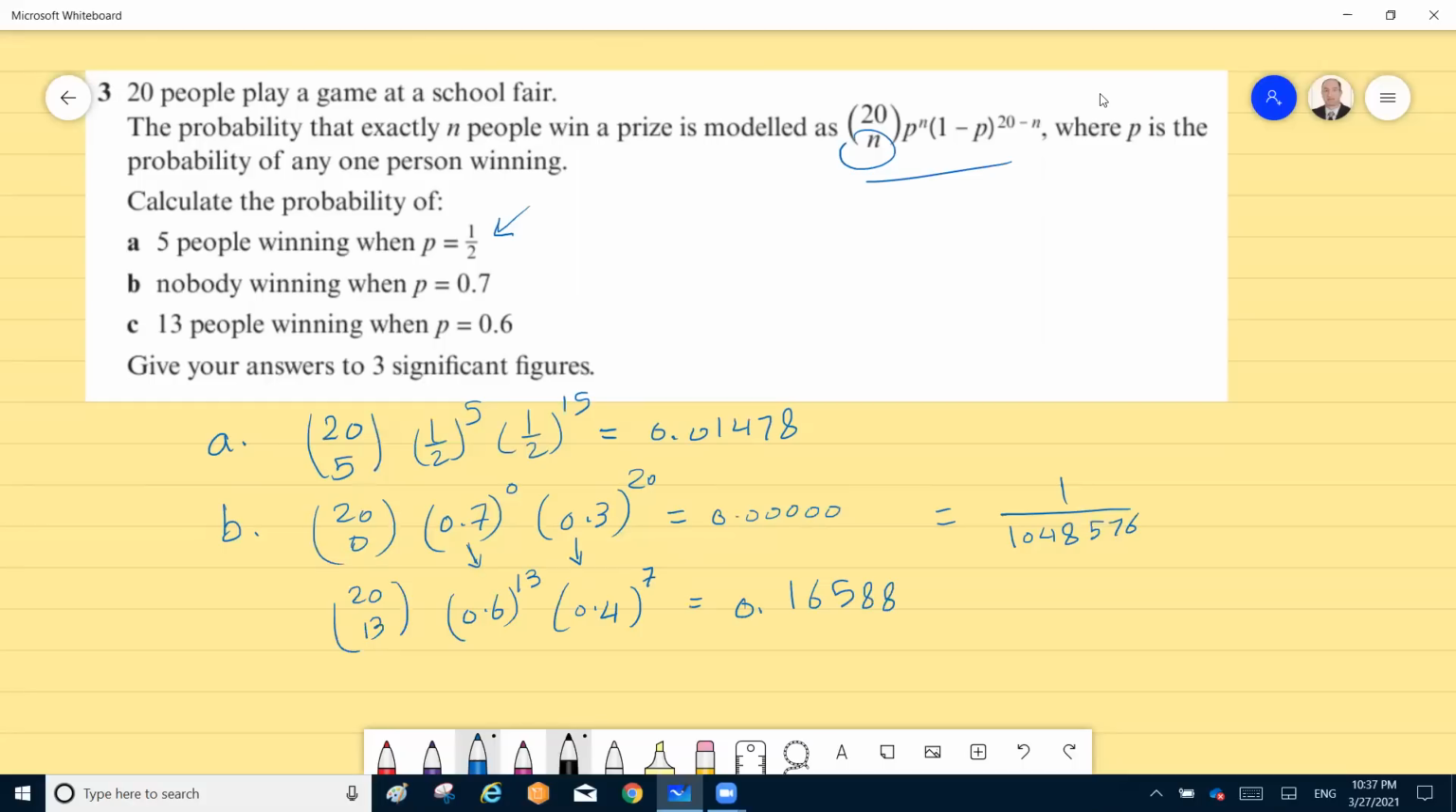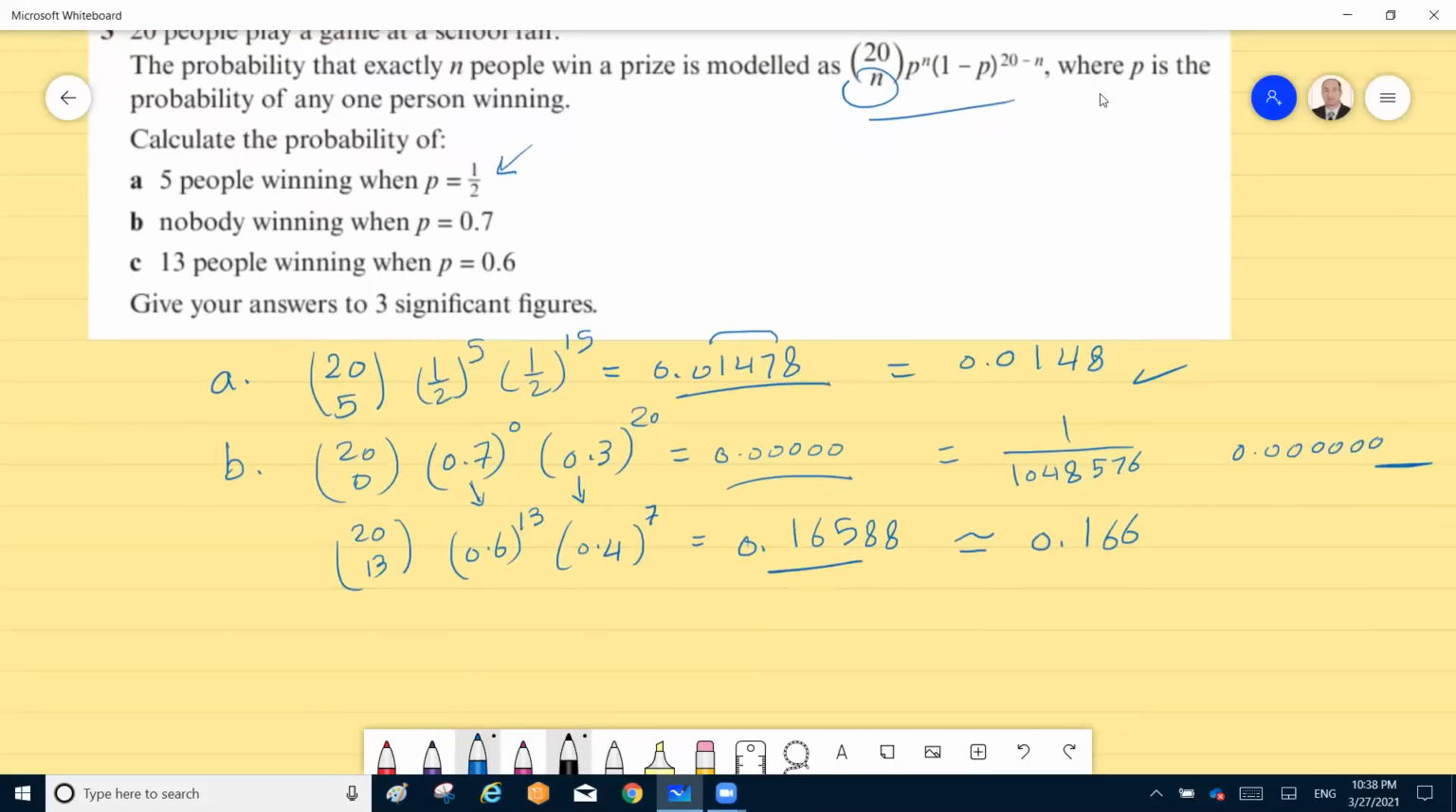Okay? Give your answer to three significant figures. Just write three significant figures only. The significant figures in the first one are 147, so you can write 0.0148. This is three significant figures. You can just start from the first non-zero digit to get three significant figures, and here the three significant figures are 0.166. Okay, this is the answer.